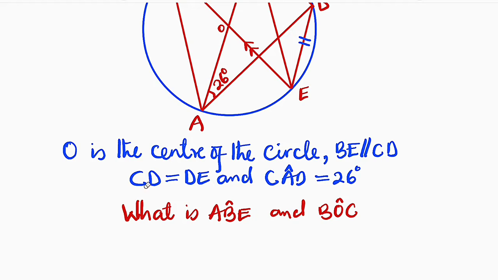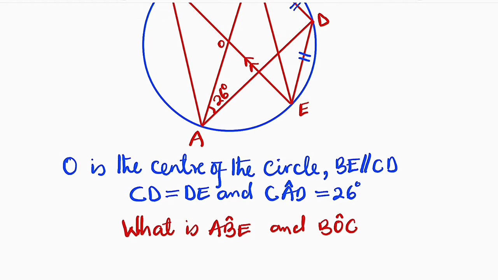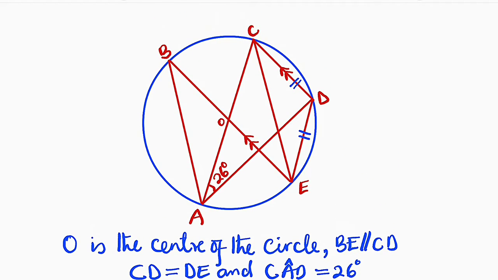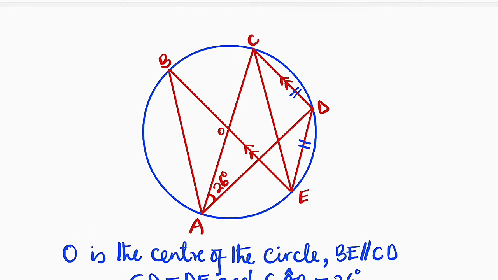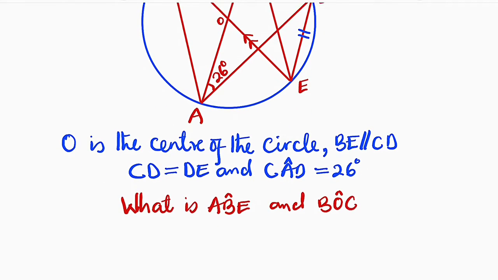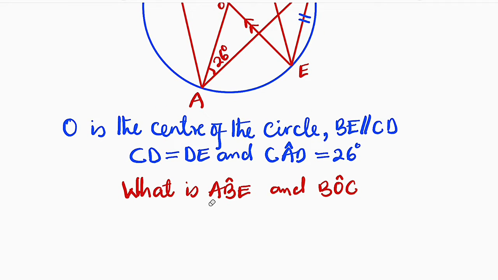Then line CD is equal to line DE. Let me see. CD, ED. Okay, these two lines have the same length, which implies that this is an isosceles triangle CED. Angle CAD is 26 degrees. CAD, this is 26 degrees. We're asked to find the measure of angle ABE and BOC.